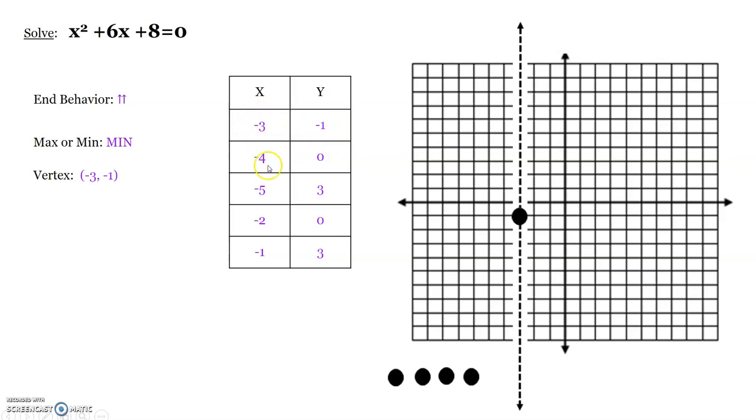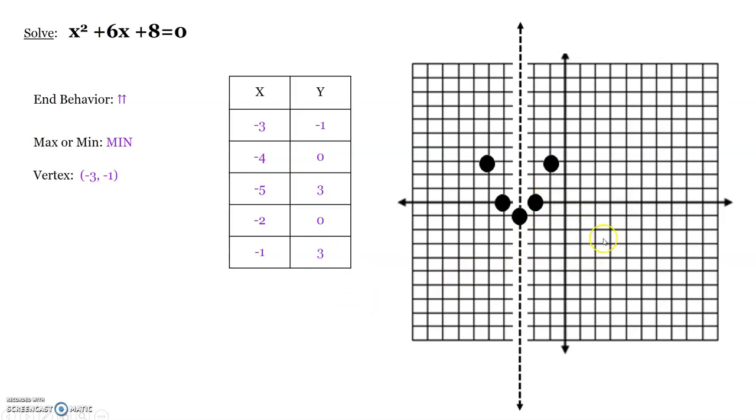So first I went down, I went to -4 and -5. When I plug those in, when x is -4, my y value is 0. When I put in -5, my y value is 3. When I put in -2, my y value is 0. And when I put in -1, my y value is 3. So I'm going to go ahead and plot those now.